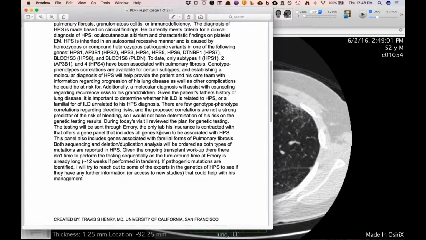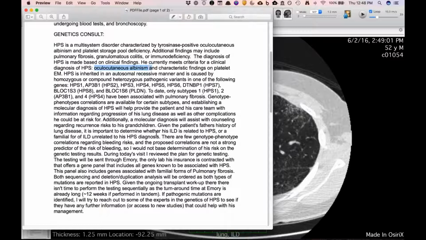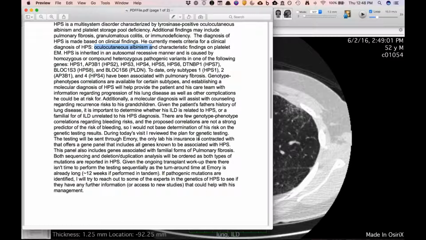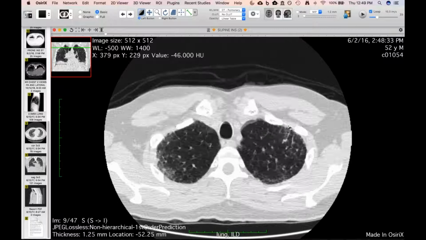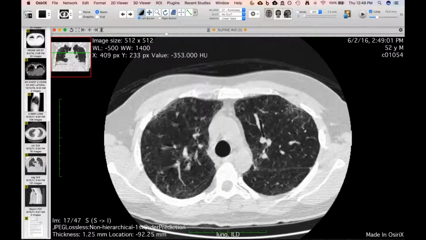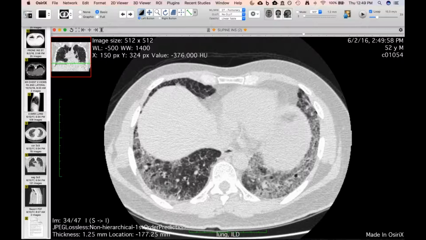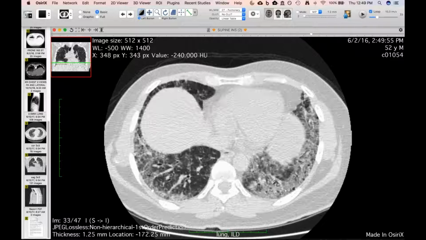he has oculocutaneous albinism, and then he has a platelet deficiency. So he met the criteria that way. They did a gene sequencing, and he has one of the gene mutations for it. But his fibrosis, as you can see, he has some subpleural reticulation, some little foci of honeycombing. In the lower lobes, it's a little bit more diffuse with traction, some reticulation, probably some ground glass opacity that's out of proportion to the amount of fibrosis here.